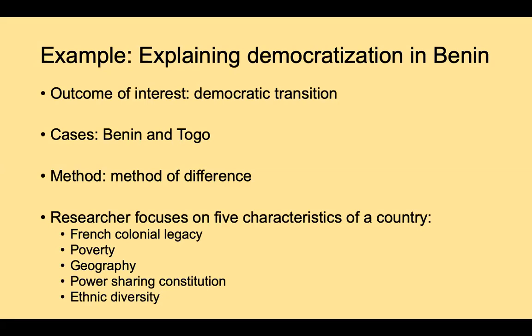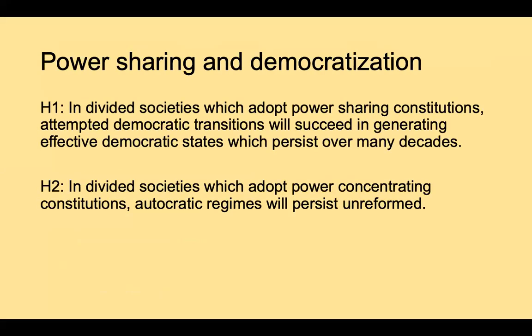And so we focus on 5 characteristics of a country. We've got 5 variables here. We've got first, French colonial legacy. We've got poverty, geography, power sharing constitution, and ethnic diversity. And our hypothesis, as we begin to analyze this data, is power sharing and its impact on democratization. This goes back to our example that I gave you a moment ago. Let's formalize this hypothesis and elaborate the 2 sides of this hypothesis so that you can see what this looks like formally when we actually elaborate the hypothesis.